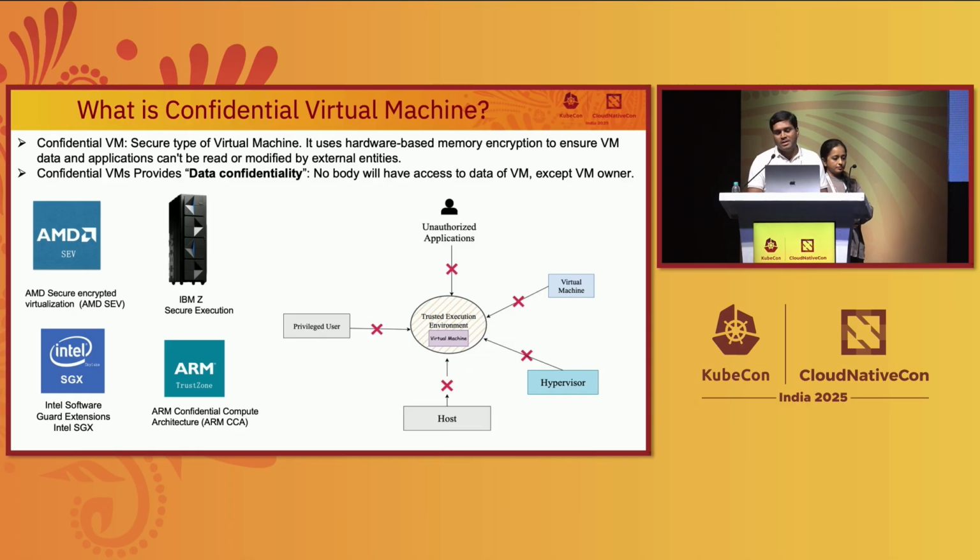A confidential VM is based on the trusted execution environment. It is a secure area in the microprocessor that allows only a hardware-based isolated environment to run a sensitive workload. Any code running outside the trusted execution environment will not have access to the data which is available. Almost all the CPU platforms provide secure execution; AMD and IBM Z provide secure execution.